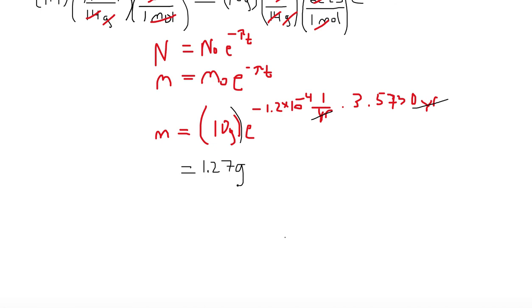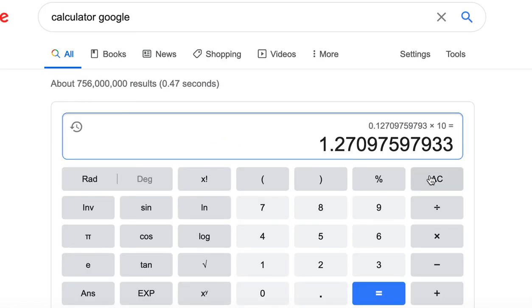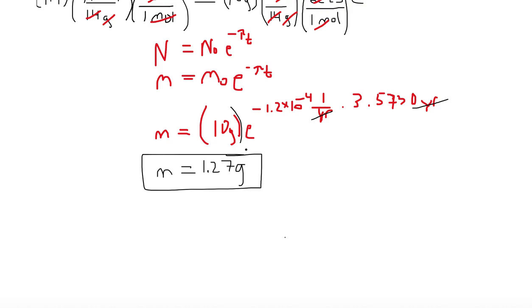Let's just do a mental calculation. We started out with 10 grams, and then we went through 1 half-life where we lost about half. Then we went through a second half-life where we lost about half. Then we went through a third half-life where we lost about half. So we should end up with a value of around 1.25. And we are very close to it, so our mental math worked out.